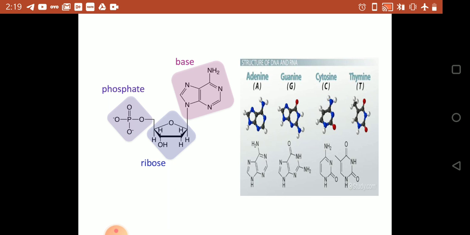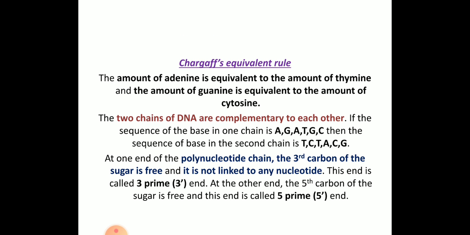Along with this, we'll move to one more important concept, that is Chargaff's rule. It states that the number of adenine is equivalent to thymine, and the number of guanine is equivalent to cytosine.